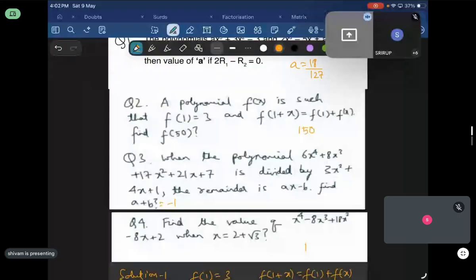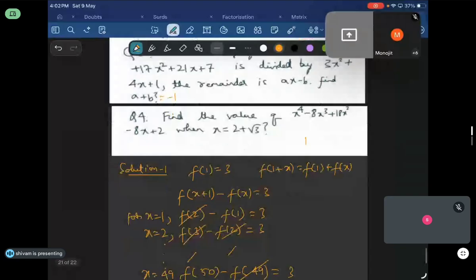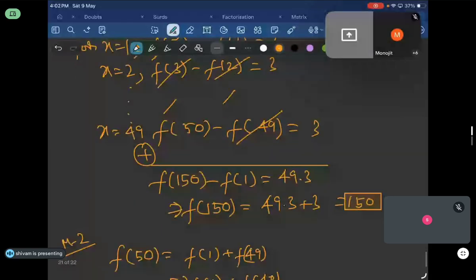Sir, can you explain the last one? Last one is for vanishing method. Okay, polynomial? Should I complete? Tell me. Sir, I will try myself. Let us do some problems today on vanishing method. You will be able to solve problem 4. Last day I'm just doing a recap on vanishing method.